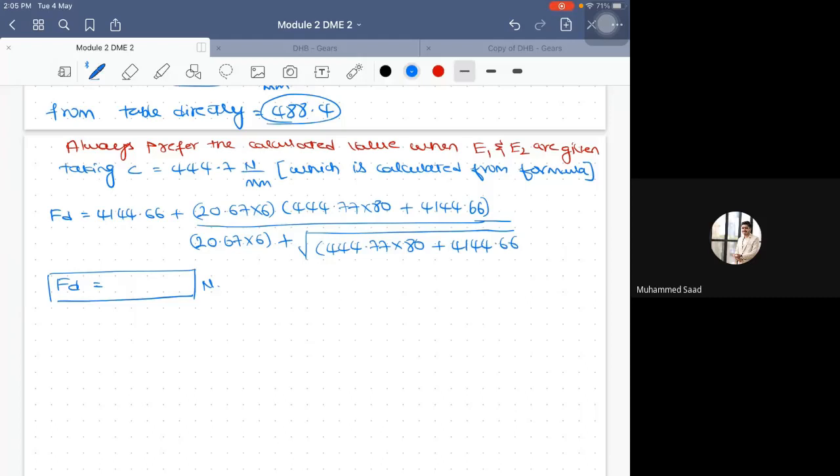19.38 into 10 to the power 3. Okay. So shall I take it as 19.38 kilonewtons? That would be fine, I guess, right? Yes, sir.